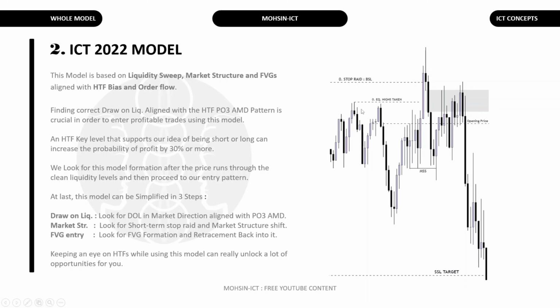You can see price broke through it aggressively, creating this fair value gap right here above these equal highs. We have taken buy side liquidity. We are going towards sell side liquidity. We come back to the price right here inside this fair value gap above the opening price, and we go toward our drawn liquidity aggressively.